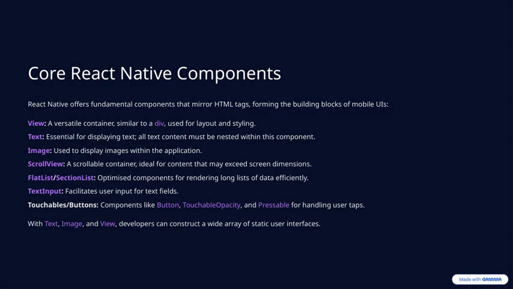By combining Text, Image, and View components, developers can build a wide variety of static user interfaces, laying the foundation for more complex and dynamic apps. These core components are vital because they give us the flexibility and control needed to craft engaging mobile experiences.